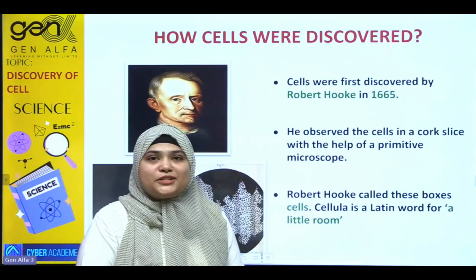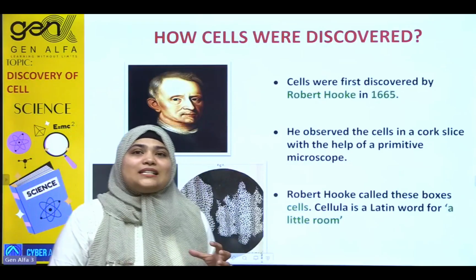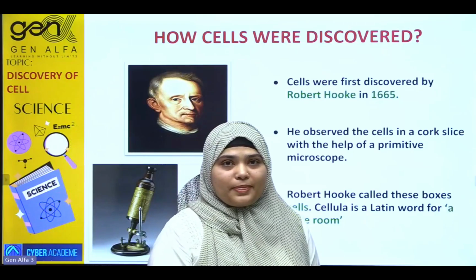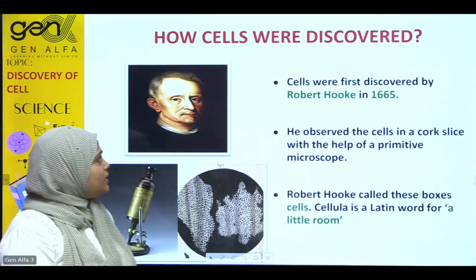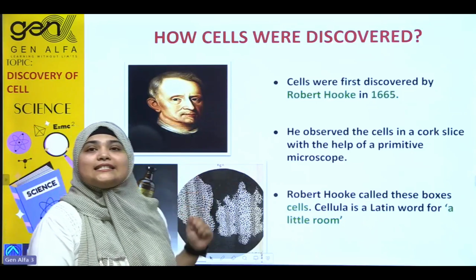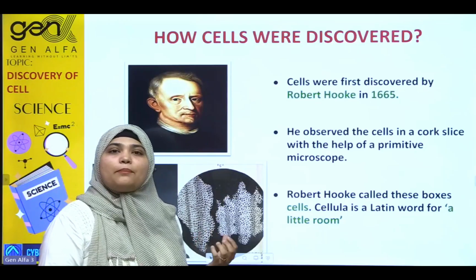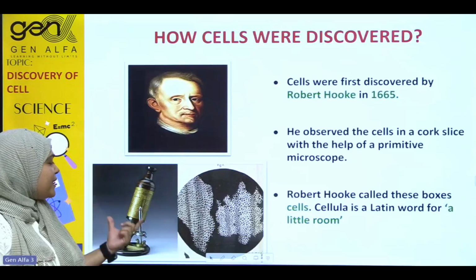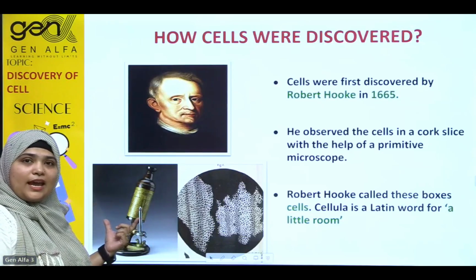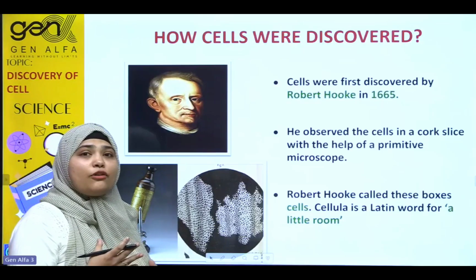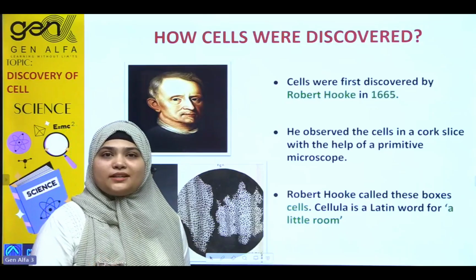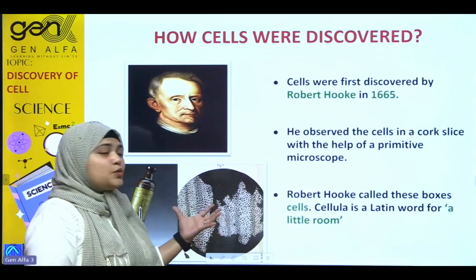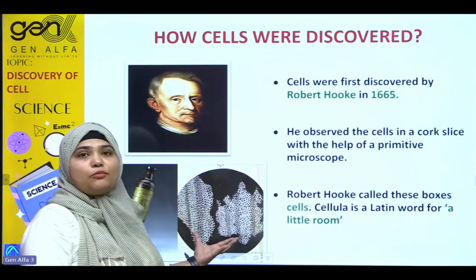Now I'm going to introduce you to the scientist who discovered cells in a very beautiful way. That is Robert Hooke. He discovered the cell in 1665 using a primitive microscope. This is the microscope made by Robert Hooke. He took a slice of cork, the bark of the tree, and placed it under the microscope. This was the structure under Robert Hooke's microscope.